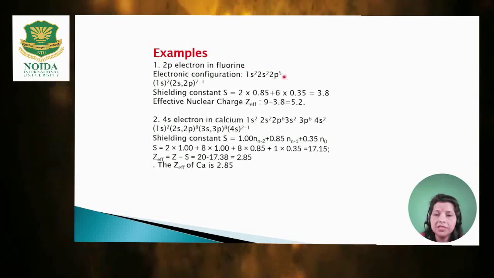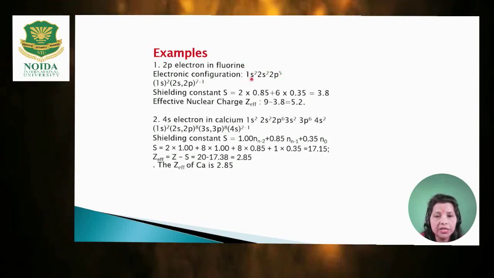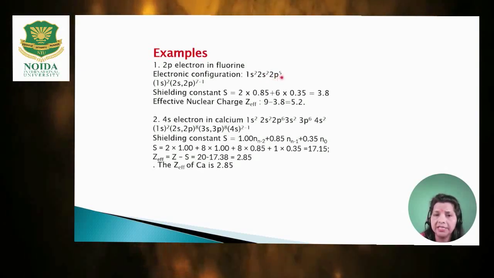So this is the first: you need to write down the electronic configuration for fluorine. Fluorine has atomic number 9, so it is 1s2, 2s2 and 2p5, right? If you want to calculate for the electron in the 2p orbital, then the total number of electrons in the second shell is 5 plus 2, 7, and one electron is your electron of interest, so it will be 7 minus 1.